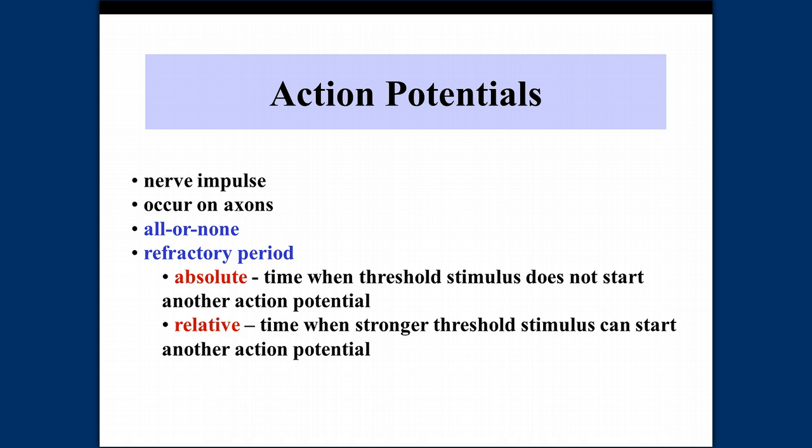Now, while returning to the resting membrane potential, the nerve impulse can occur if a threshold stimulus is intense enough in that relative refractory period. Okay, so let's see if there's anything else here that I need to go over. Now, I'm going to insert a couple of the animations. I had them here, but they didn't record well, so I'm going to go back and insert them.